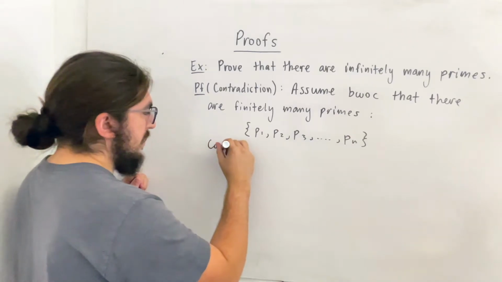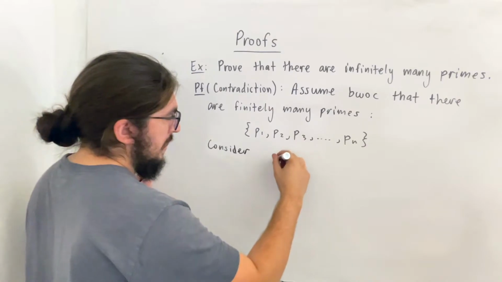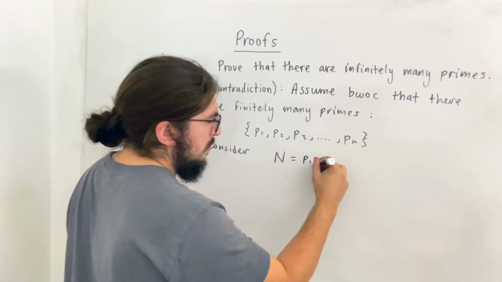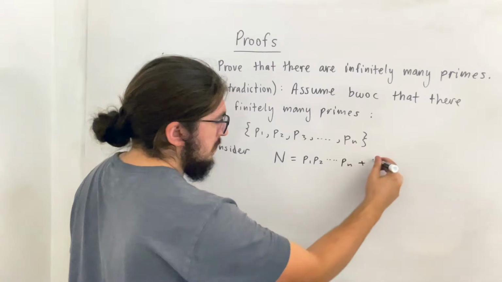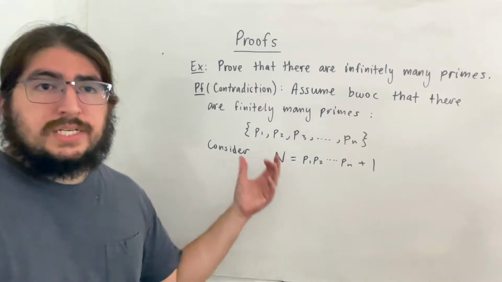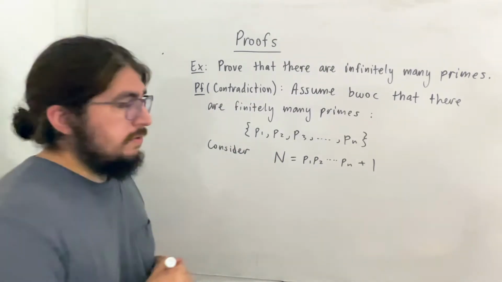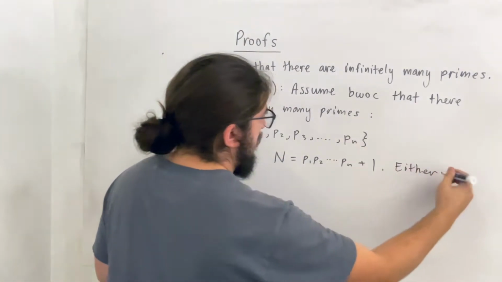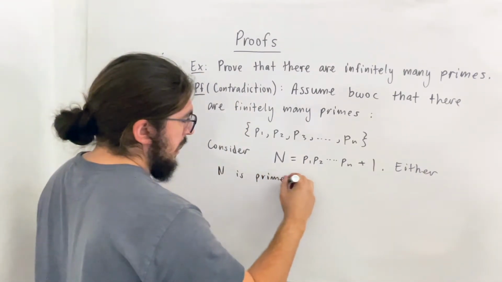Now let's consider the following number. Let's consider the number, I'll call it capital N, and it's going to be a product of all of these, P1 times P2 times P3, all the way up to P sub n, but then plus 1. And now we'll consider the prime factorization of capital N. And there are two scenarios. Either N is prime, or it's not.